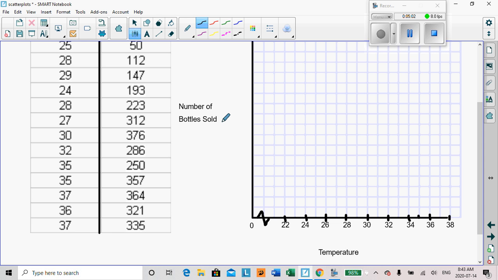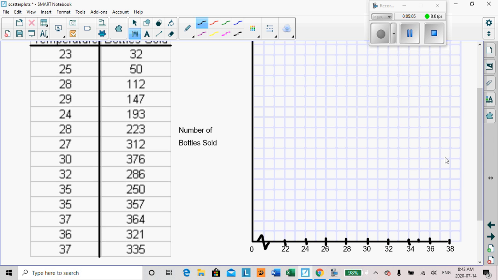For my number of bottles sold, I range from 32 up to a highest number of 376. So I can't leave out anything. It wouldn't make sense because I have a really small number of 32 and a really big number of 376. So I'm going to have to show everything from 0 up to 376. So what I'm going to do is start at 0, and I'm going to go up. Every square is going to represent 20.